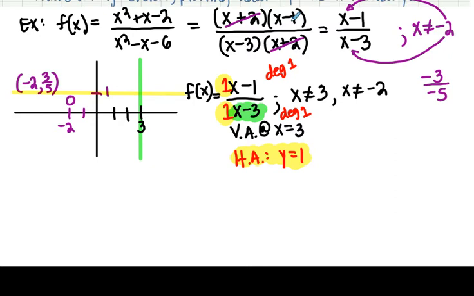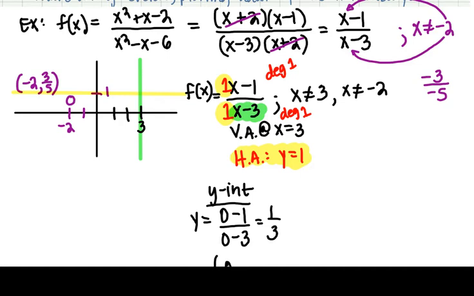So now I need to figure out what my x-intercept is, my y-intercept. So I've got my y-intercept is going to be the value of y when x is 0. So instead of x minus 1, I'll have 0 minus 1. Instead of x minus 3, I have 0 minus 3. And I have a y-intercept at 0, 1/3. So 0, 1/3 is right about there.